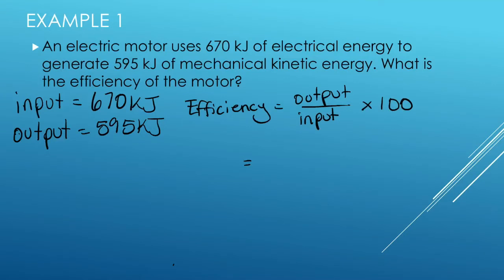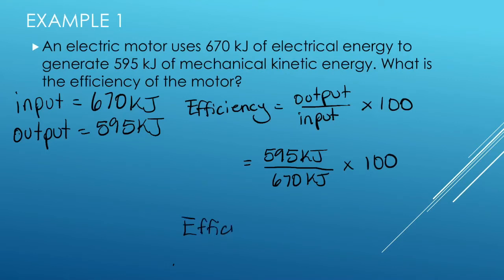All right, so to get that, our output was 595 kilojoules divided by the input, which was 670 kilojoules. I take that and multiply it by 100. When we do that, we get 88.8%. We're still looking at significant digits, and in this case it is supposed to be 3. There we go. So there's the efficiency. That is actually a really nice efficient system.